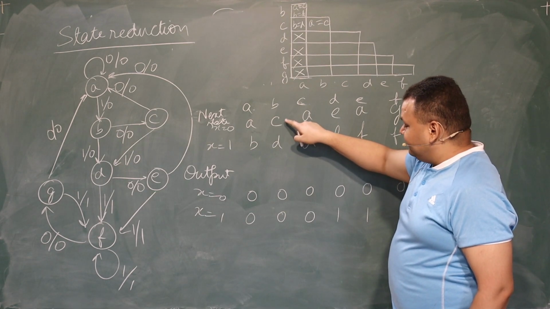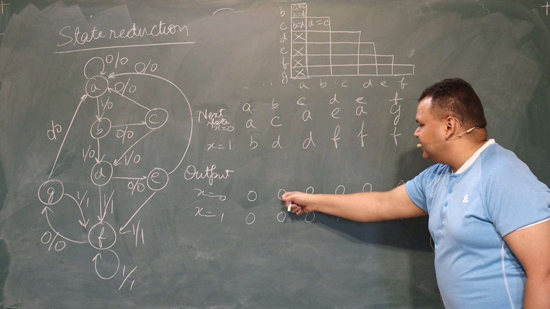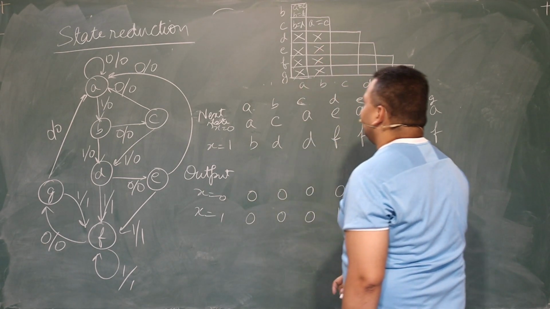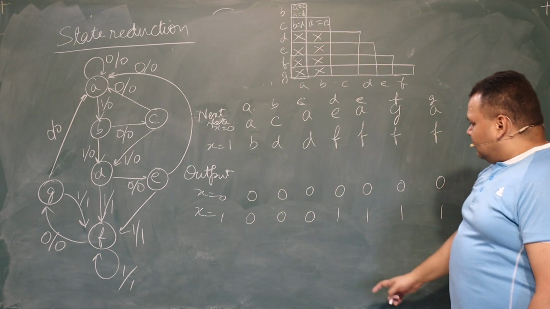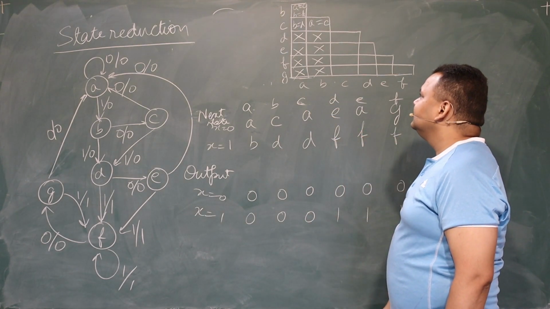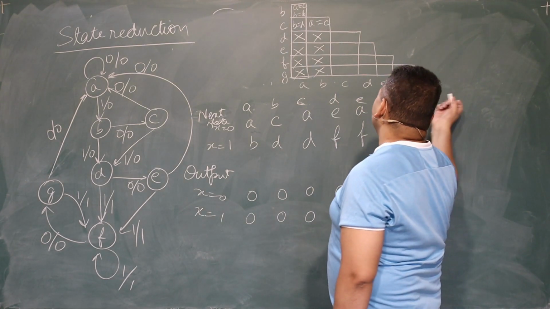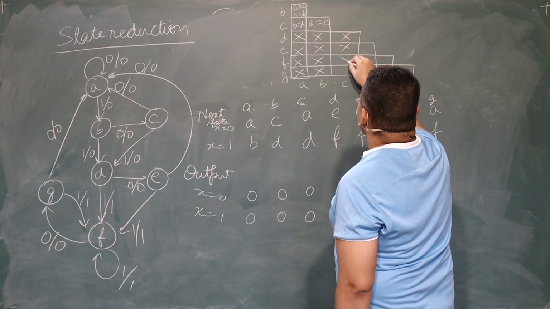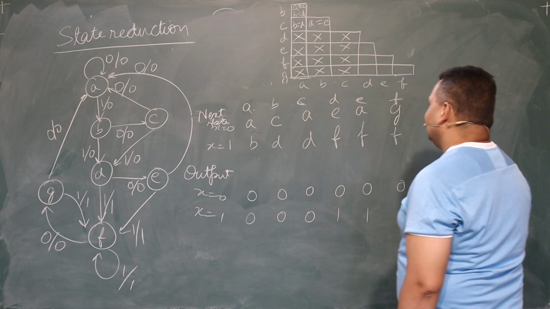They can't be equivalent because the outputs are different. So BD, BE, BF and BG cannot be equivalent to each other. What about CD? Can they be equivalent? No, sir. C cannot be equivalent to any of them because the outputs are different. So CD, CE, CF and CG all are gone.